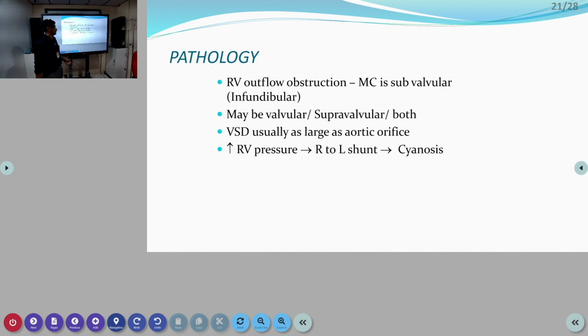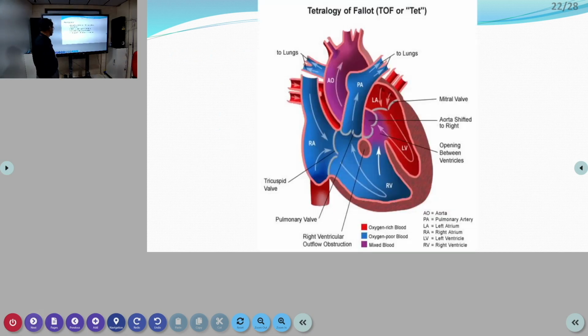Now, what is the pathology? The right ventricular outflow obstruction is the most common problem, and it's usually subvalvular. Very rarely it is only valvular or supravalvular, but most commonly it is subvalvular stenosis. The VSD is usually a very large VSD, and as the right ventricular pressure increases, there is a right to left shunt and cyanosis.